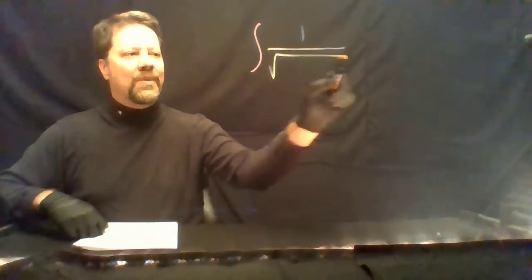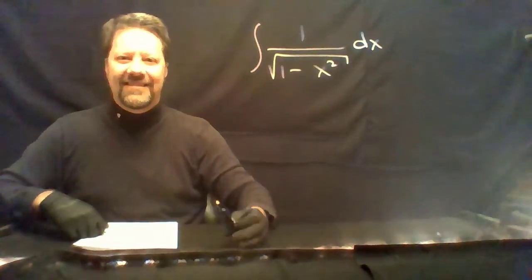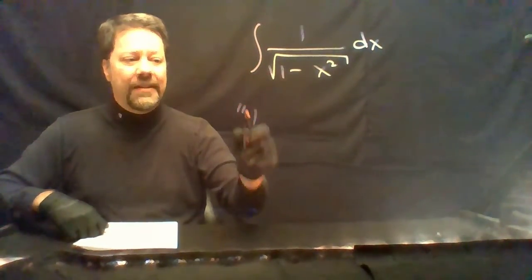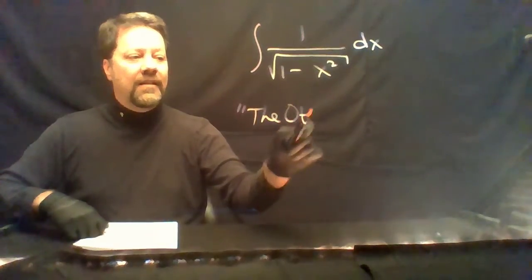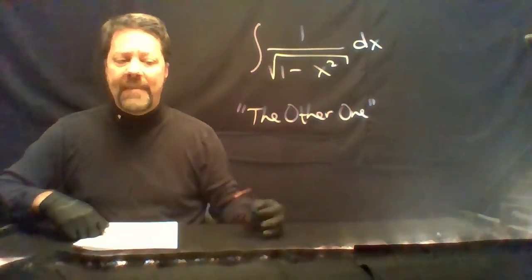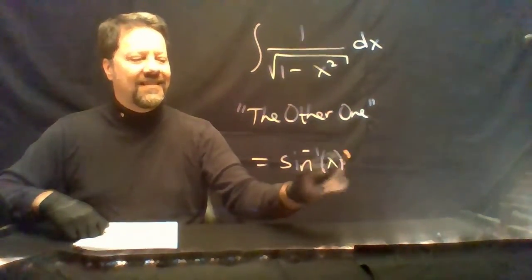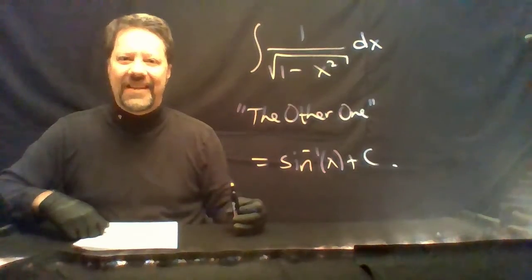On part D, we're integrating 1 over the square root of 1 minus x squared. I want you to know that this is the other one that I asked you to remember. And that's arcsine of x plus c.